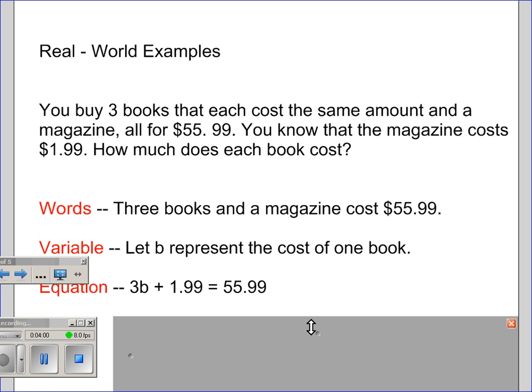Okay, our equation, we have 3b plus 1.99 equals 55.99. As we see, we have 3 represented here. B is representing the books because we don't know how much the books cost, but we have 3 of them. So 3 is the coefficient, B is the variable, plus $1.99. $1.99 represents the magazine, and $55.99 represents our total cost at the store.